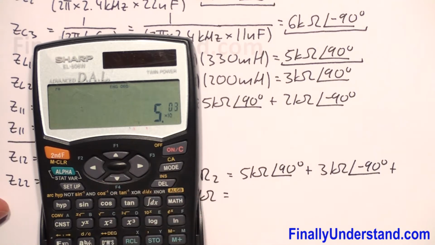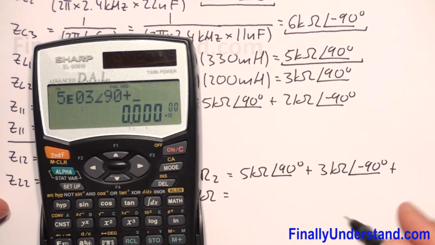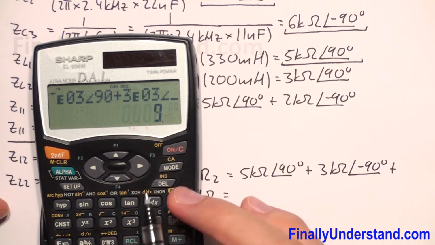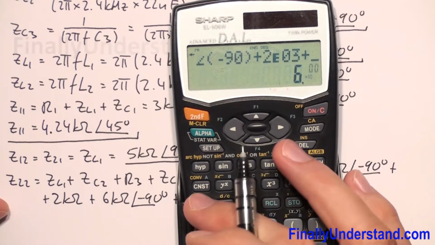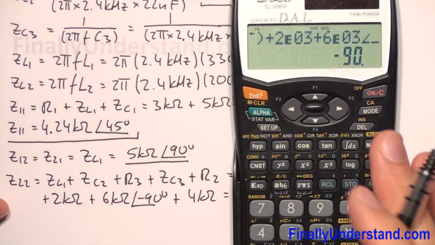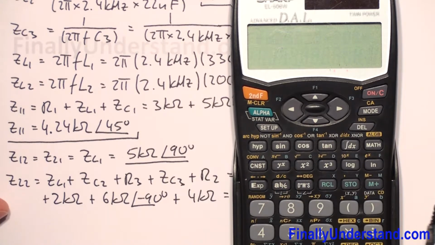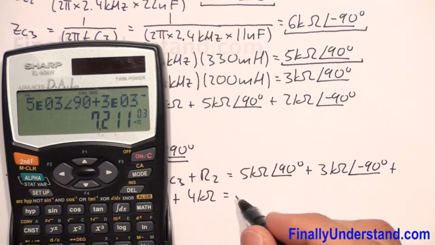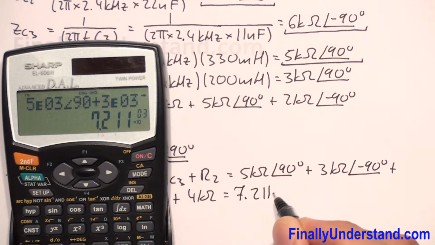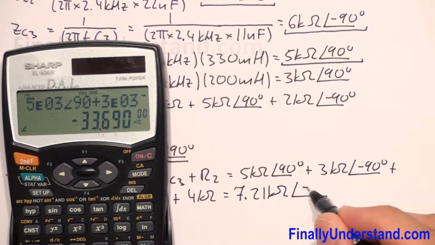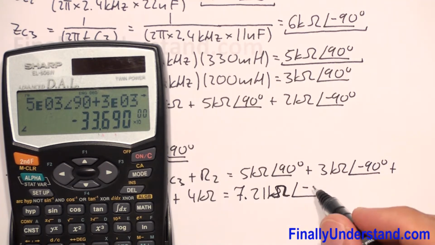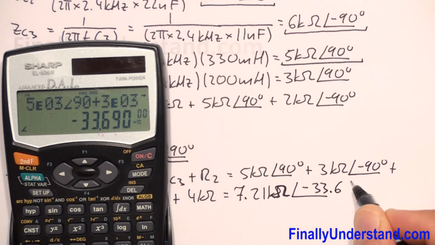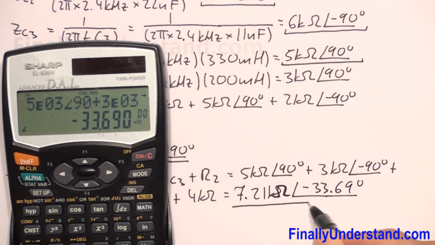So I have 5 exponent 3 angle of 90 degrees plus 3 exponent 3 and angle of negative 90 plus 2 exponent 3 plus 6 exponent 3 and angle of negative 90 plus 4 exponent 3. This is equal to 7.21 kilo ohms, and an angle of negative 33.69 degrees. So this is my value of Z22.